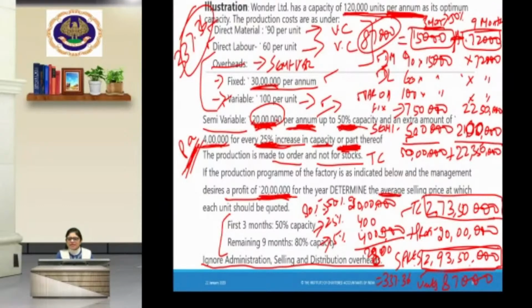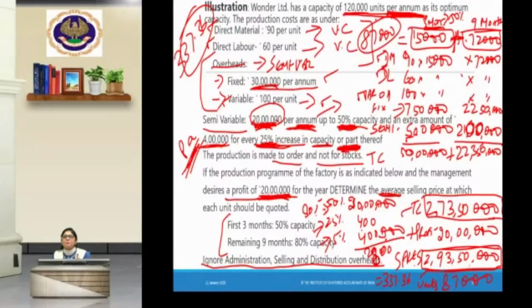So let us say the capacity was 76%. Let us say for the next 9 months the capacity is 76%. So for the first 50, 20 lakh. For the next 25, it's 4. For the next even 1%, you have to take a total of 4 lakh.